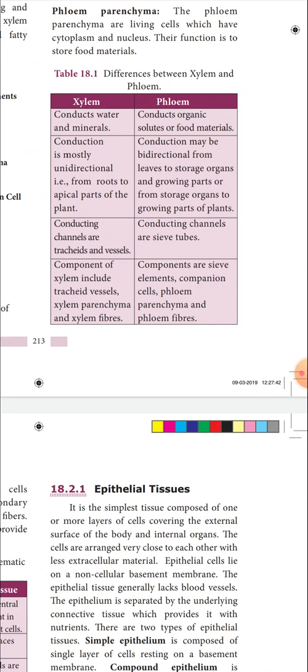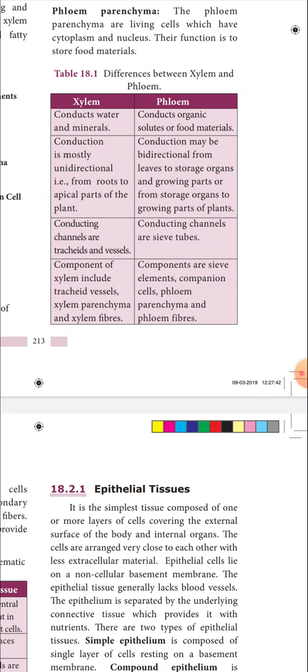It is a very important thing, children. Xylem always conducts water in one direction, that is upward movement from the root to the apex, the aerial parts of the plant. It will not go in any other direction, only upward from root to aerial parts. So it is unidirectional in nature. Example, roots to the apical parts of the plant.